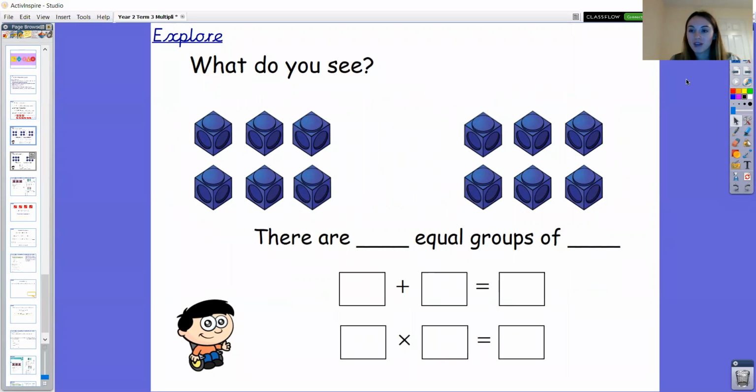Okay, so moving on, we have some more blue cubes. I wonder if you could please pause the video here and have a go at saying the stem sentence aloud together, writing the repeated addition, and see if this time you can also write the multiplication.